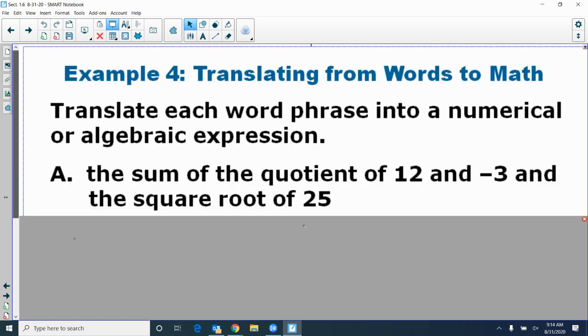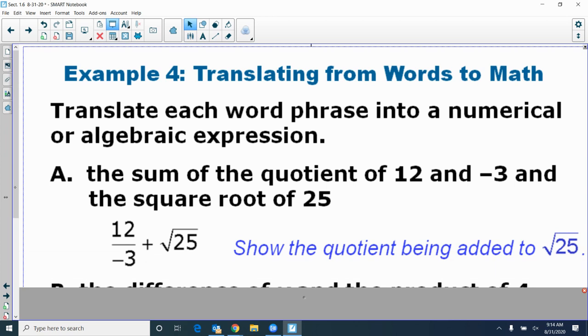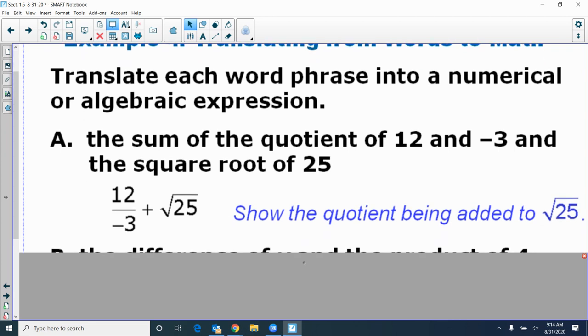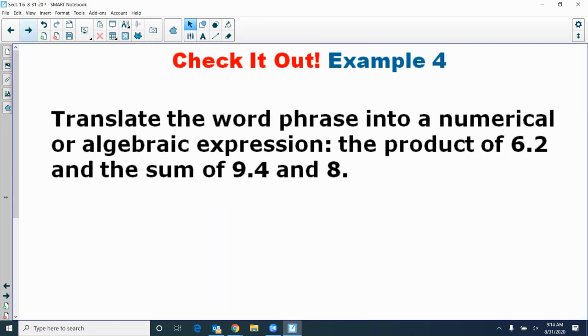The sum of the quotient. So I take 12 divided by negative 3 because that means divide, and I'm adding that to the square root of 25. If you look at the one on the bottom, it says translate the word phrase into a numerical or algebraic expression. The product of 6.2, so put 6.2 in the blank, and the sum of 9.4 and 8. So put the word sum in that blank.